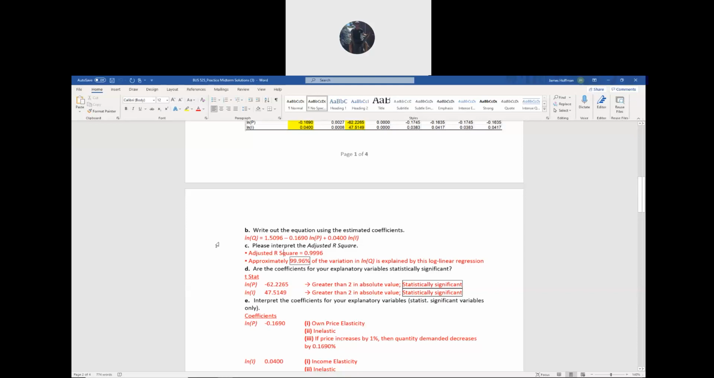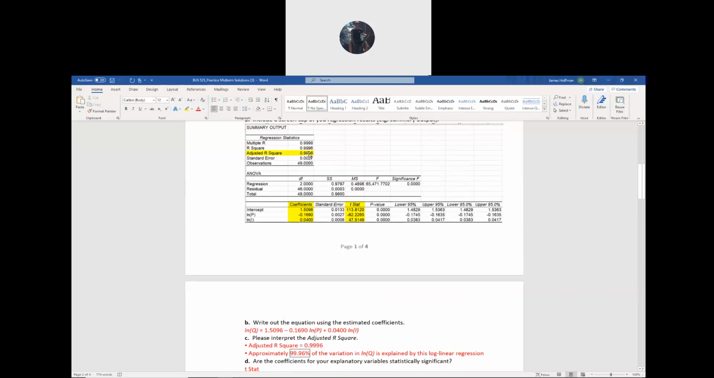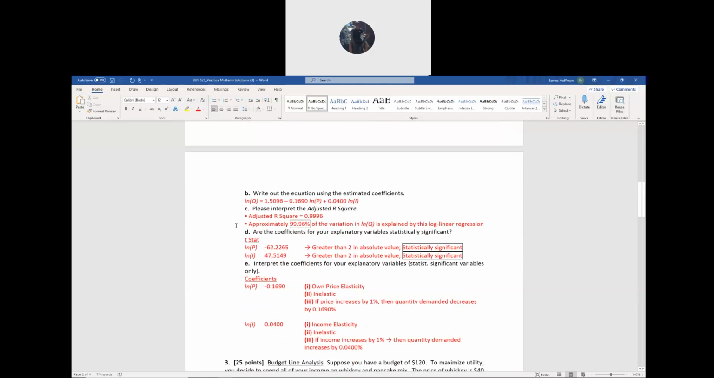So we get an adjusted R squared of about 0.9996. And that would mean that approximately 99.99, almost 100%, 99.96% of the variation in LNQ is explained here in this log linear regression.